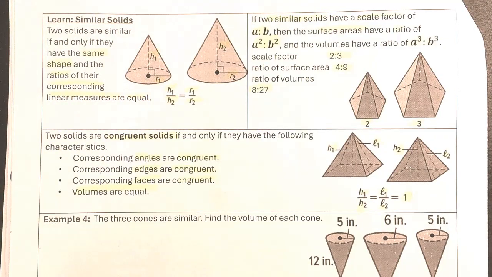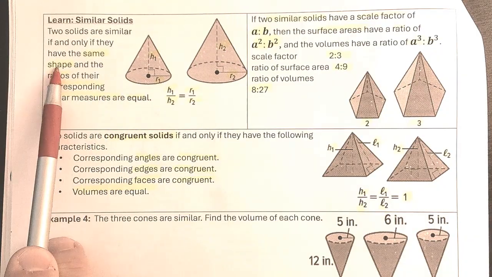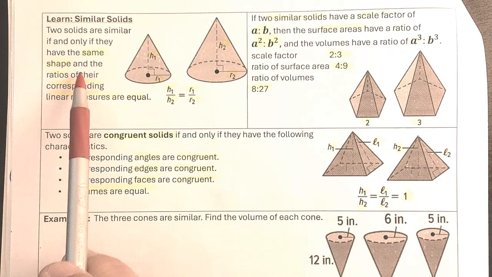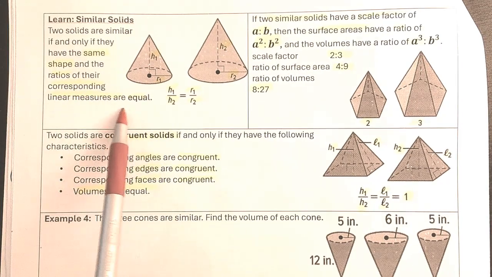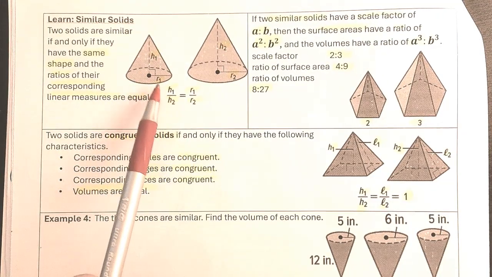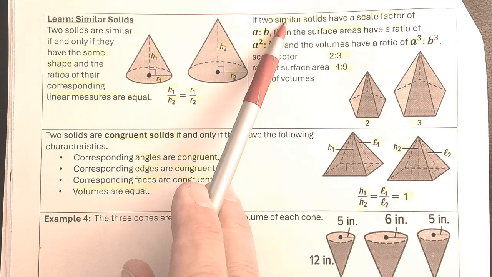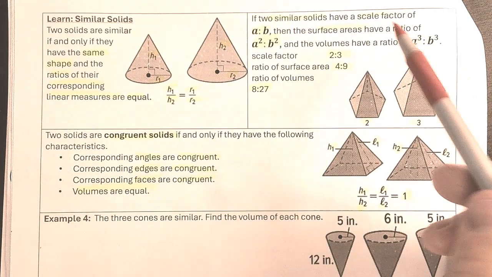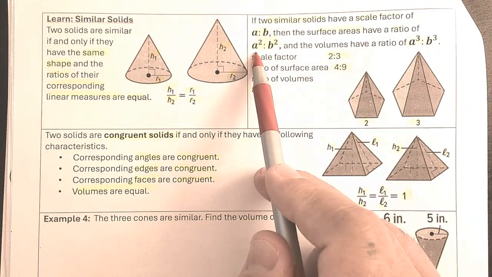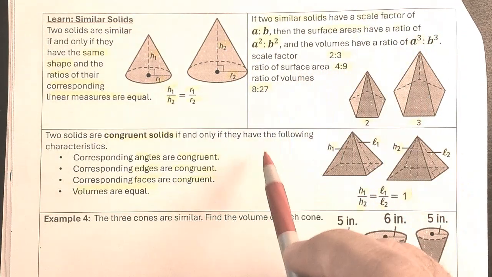So top here we're learning similar solids. Two solids are similar if and only if they have the same shape. Obviously, if it's a cone, it's got to be a cone. And the ratios of their corresponding linear measures are equal. So height 1 to height 2 would be equal to radius 1 to radius 2. If two similar solids have a scale factor of A to B, then the surface areas have a ratio of A squared to B squared, and the volumes will be A cubed to B cubed. So here's our example.